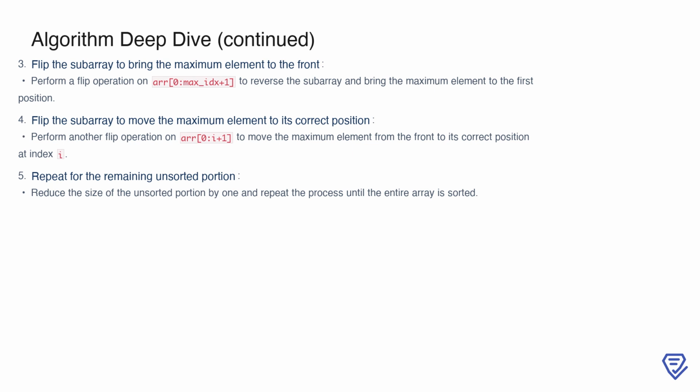For example, if the largest unsorted element is initially at index 3, the first flip will reverse the subarray up to index 3, and the second flip will place it in its correct position at the end of the unsorted portion. By repeating this process for each unsorted segment, reducing its size by 1 with each iteration, we systematically sort the array. This approach ensures that we only focus on the unsorted portion, and with each step, the size of the problem decreases, bringing us closer to the solution.